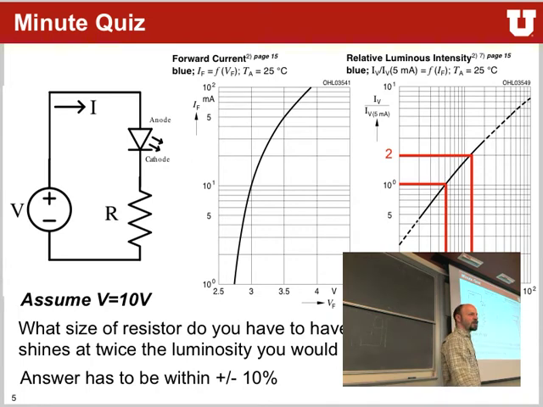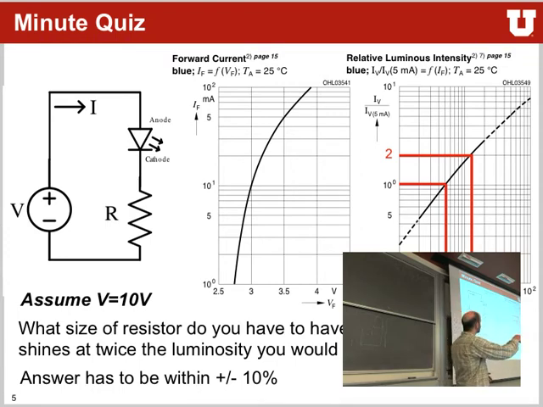So how does this work? Who could have solved this? Yeah. Good, that's good. So how do you start? First of all, I'm not telling you how much luminosity I really want, right? I tell you twice as much as you get at 5 milliamps.